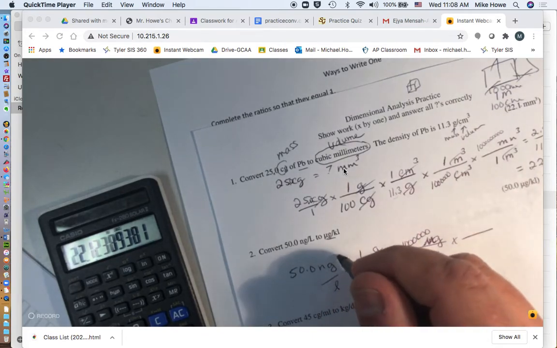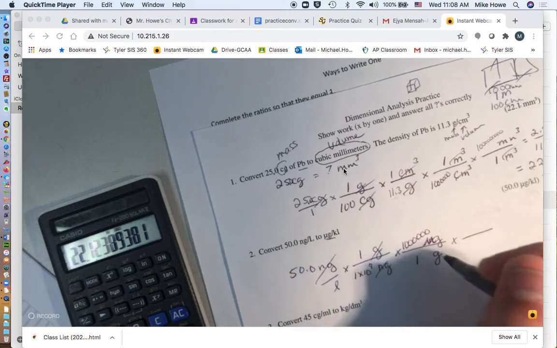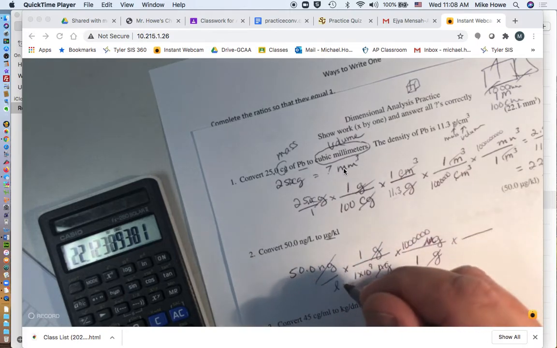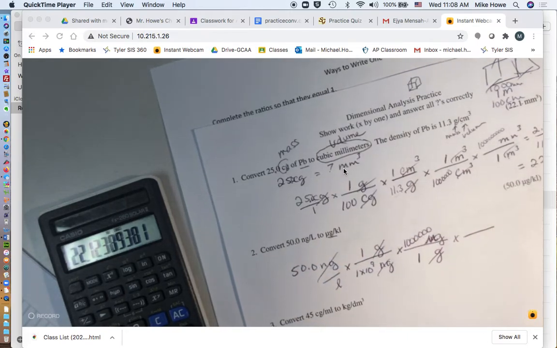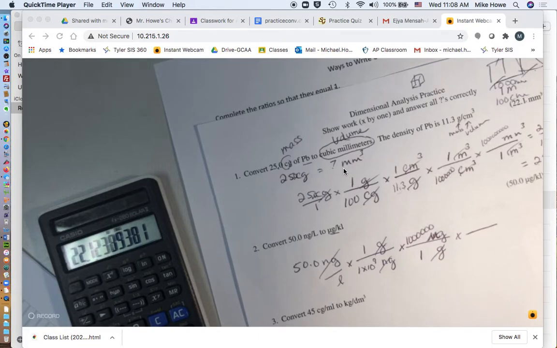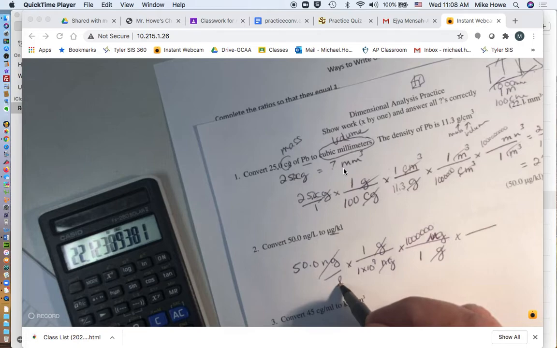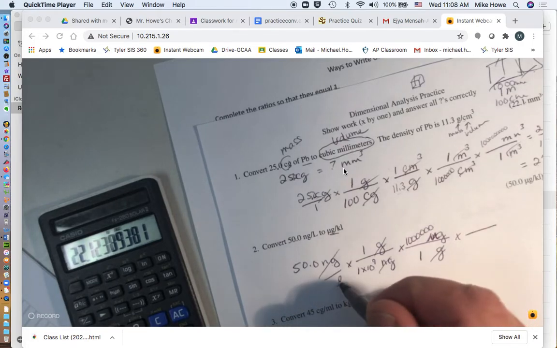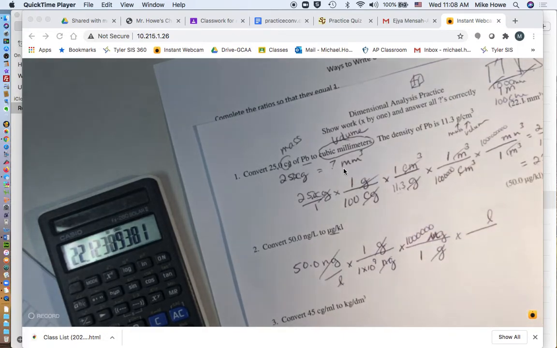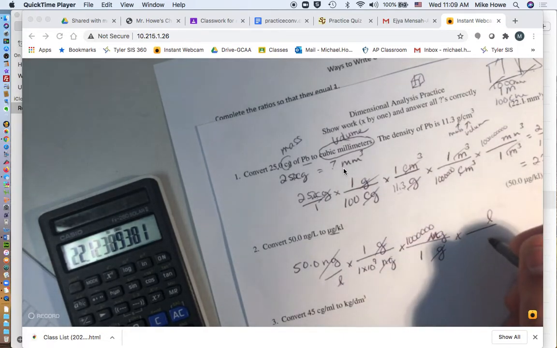So if we stop and work the problem now, our unit would be micrograms per liter. We don't want liters on the bottom though, we want kiloliters. So I need to get rid of liters and change it to kiloliters. So where could I put liters so that it would cancel out? Well, since it's on the bottom here, it could go on the top there. And on the bottom, I'd put kiloliters.